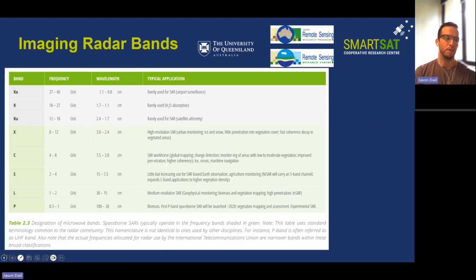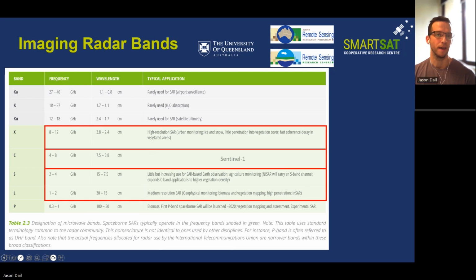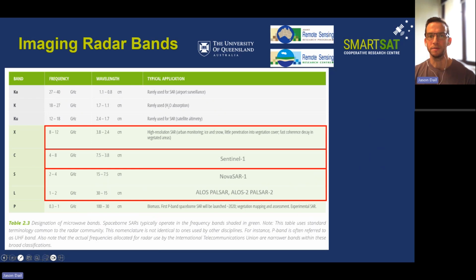This is just a list of the common bands, their wavelengths, and their applications. Again, I will be working with C and L bands, and I may work with S-band, possibly, if I can get the data for that. I'll mostly be working with Sentinel-1 and ALOS PALSAR, which is from the Japanese Space Agency. NovaSAR is also an option.